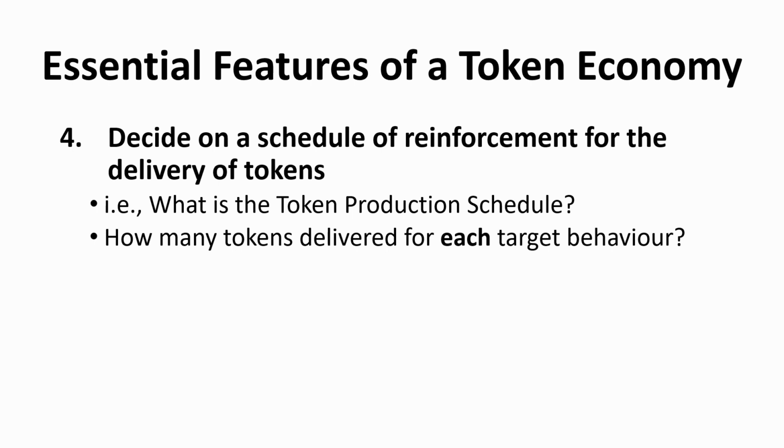Usually, early on, you want to have a pretty consistent and a pretty frequent delivery of tokens. Sometimes even a continuous schedule of reinforcement where every time you see the behavior, they earn a token. But over time, you might want to start adjusting this so that it's less and less frequent. You might move on to a partial reinforcement schedule where every other time they do it, they get a token, or every 4th time, or every 10th time. So you can adjust this schedule of reinforcement as time goes on.